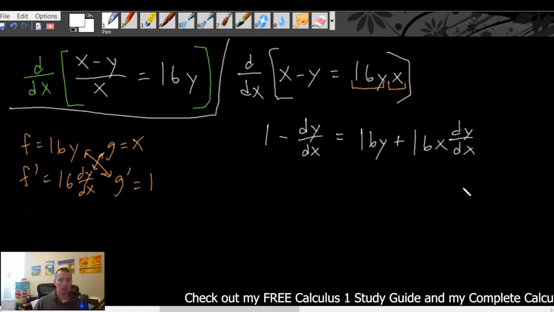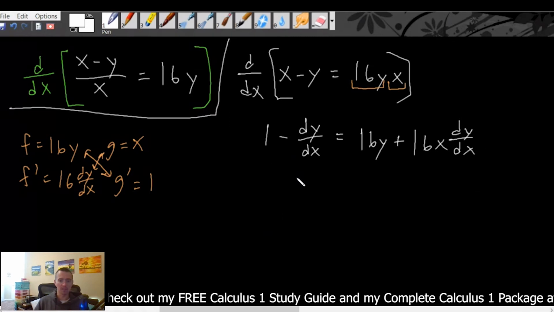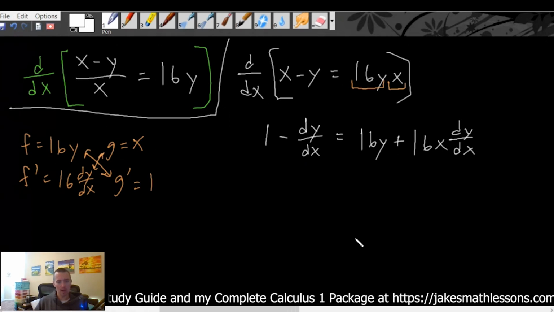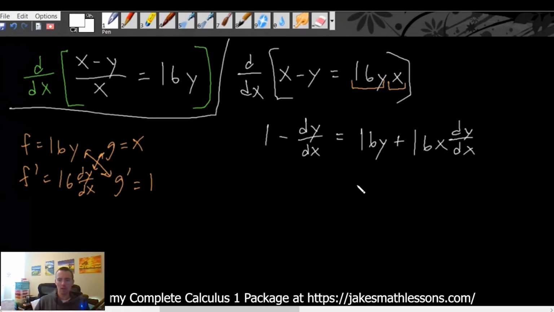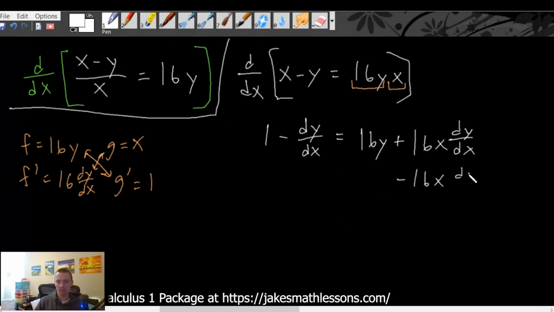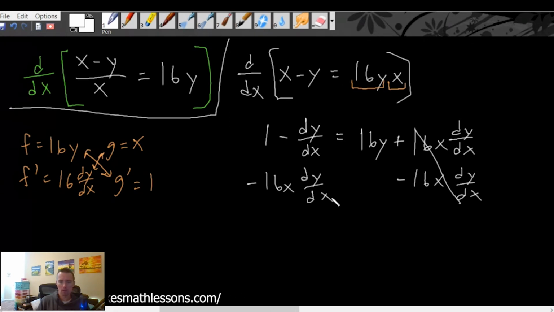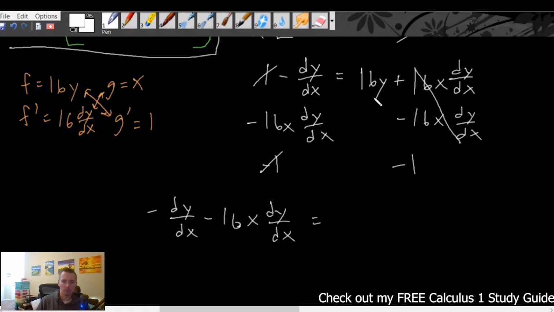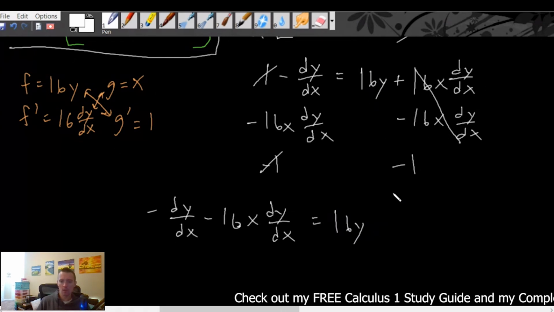And now what we want to do, now that we've taken the derivative of both sides of our equation, we just want to add or subtract all of our dy/dx terms to one side of the equation, add or subtract all the non-dy/dx terms to the other side. So we're going to subtract 16x dy/dx from both sides to move it from the right over to the left. And then we want to subtract the 1 from over here to move it over to the right. So that'll cancel there, and we will be left with negative dy/dx minus 16x dy/dx. And then on the right side, we're going to have 16y still, and then minus 1.